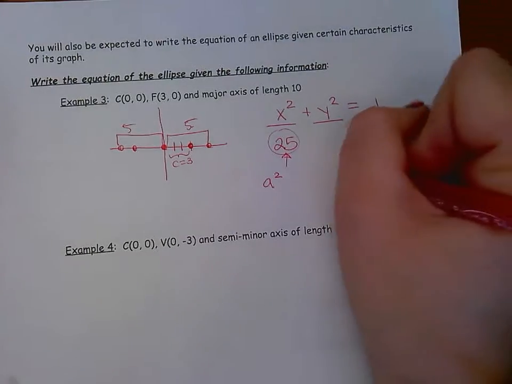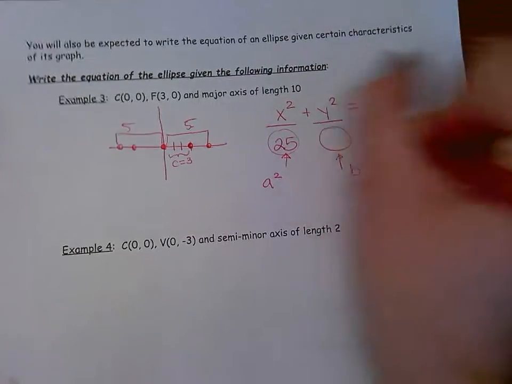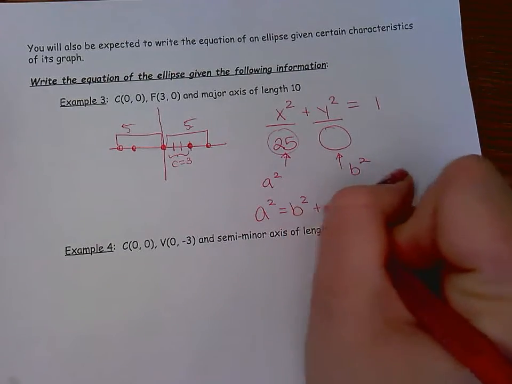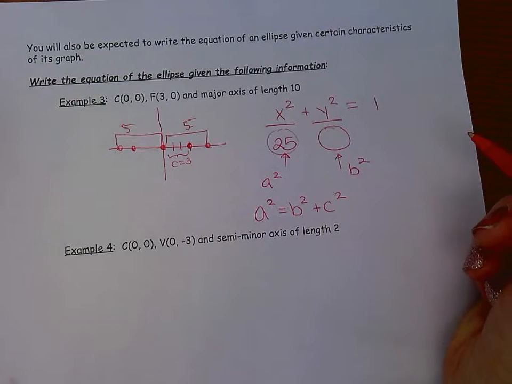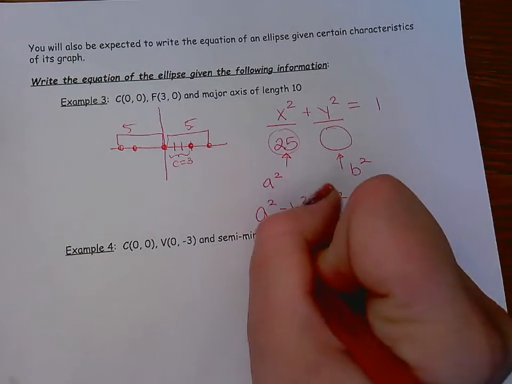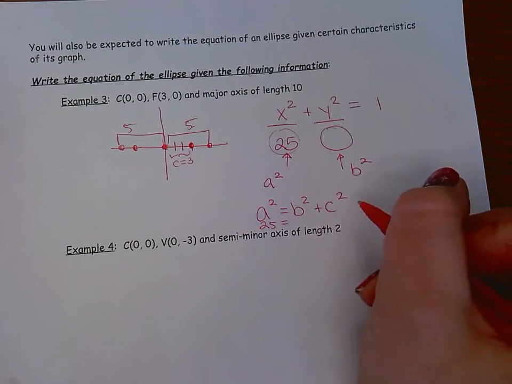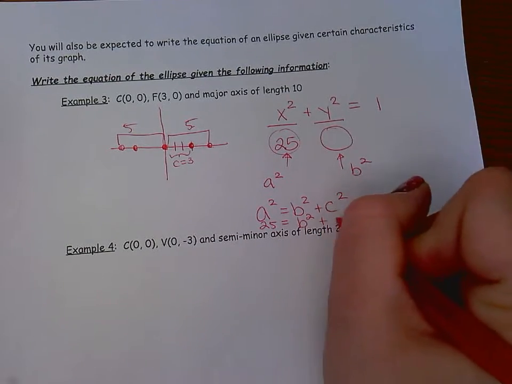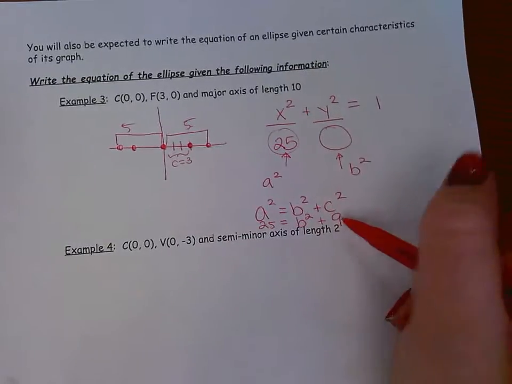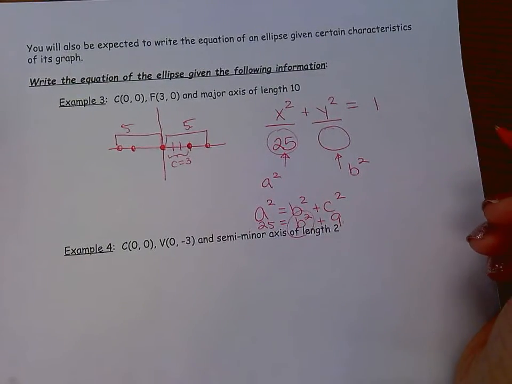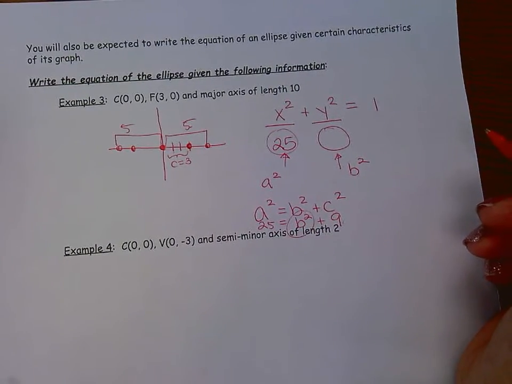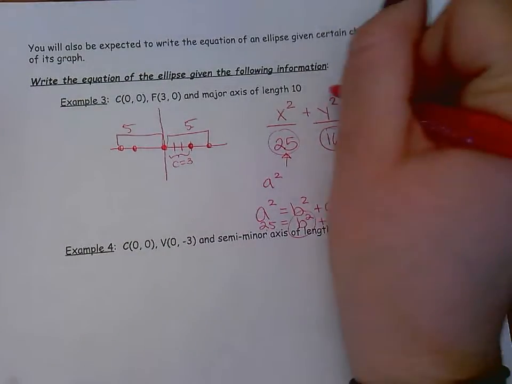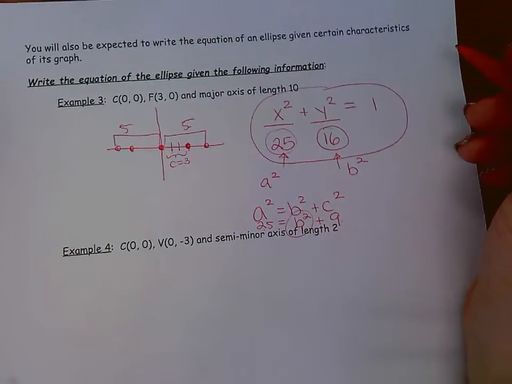So all I have left to solve for is b squared. A squared equals b squared plus c squared, the Pythagorean identity. So a squared is 25. We don't know b squared. And c squared is 9, right? 3 squared. So b squared has to be 16 again, our Pythagorean identity, right? 16 plus 9 is 25. So our final equation would have to be that.